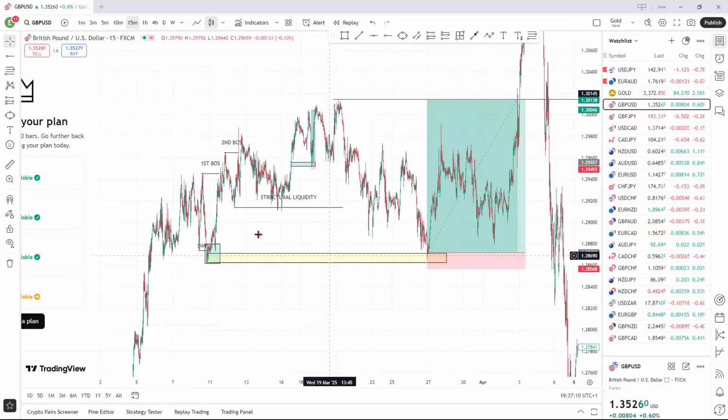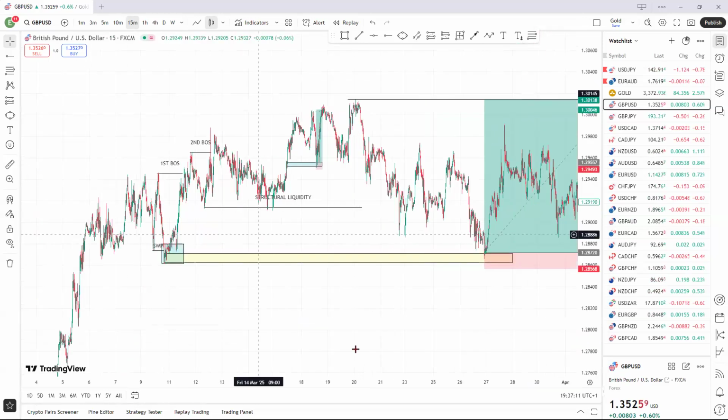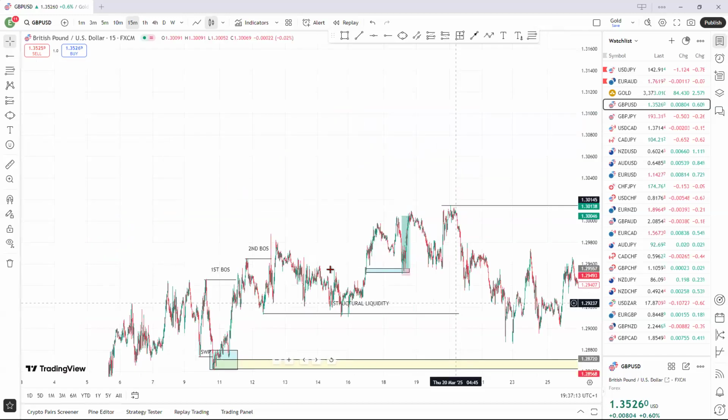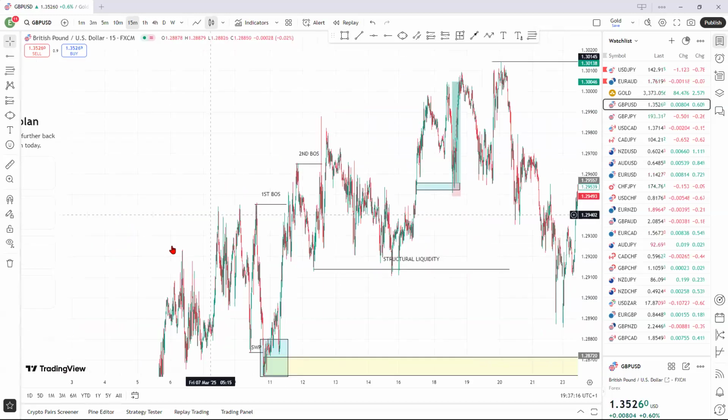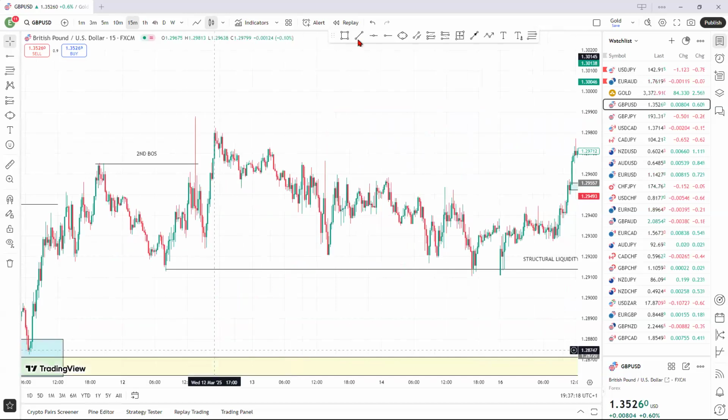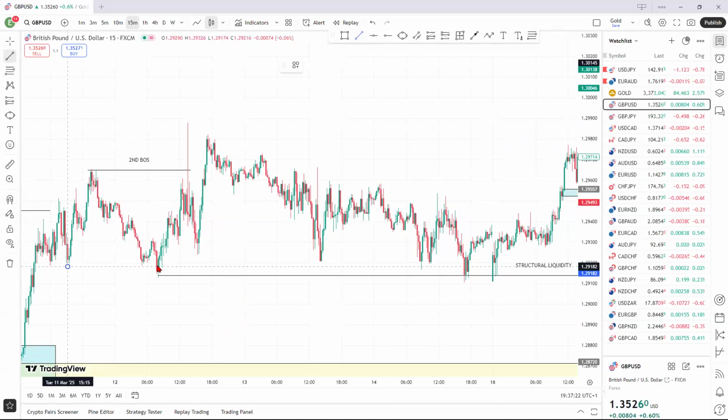Let me look for another example. Okay, I've seen one here, another one that played out inside here. If you look closely here, I didn't see this before. There's a sweep of liquidity here. There's a break of structure. Price broke structure to the upside. You can consider this a break.